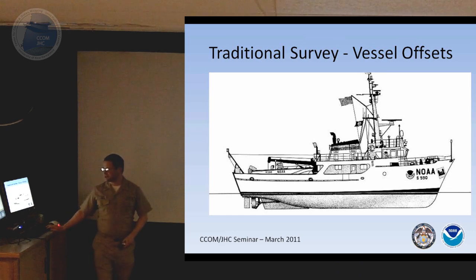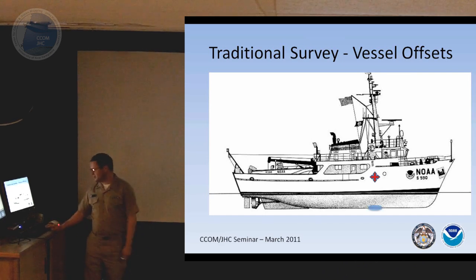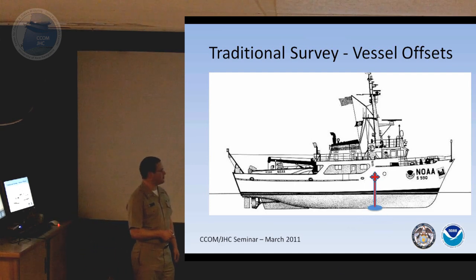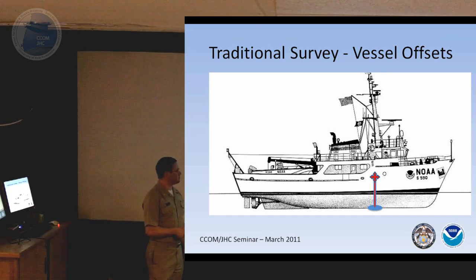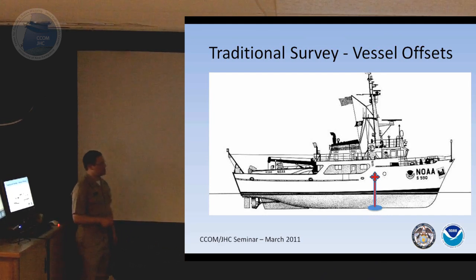But okay, so in traditional surveys, vessel offsets are a big deal. Basically everything on the vessel is referenced to the primary reference point. Things like your sounder, you have to know where that is relative to the primary reference point, so that everything else, like your positioning system, can correctly locate where your soundings are. If you're towing a side scan, you want to know where your tow point is on the vessel. So that primary reference point is of utmost importance, and how everything is referenced to it is really important.